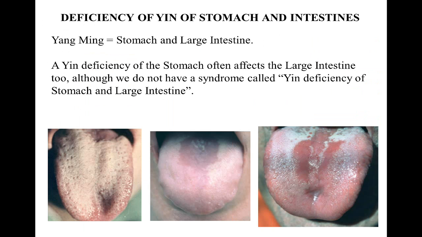The points are the same points for stomach Yin Shu, i.e. Ren 12, stomach 36, spleen 6, stomach 25, and stomach 37. I repeat, Ren 12, stomach 36, spleen 6, stomach 25, and stomach 37.